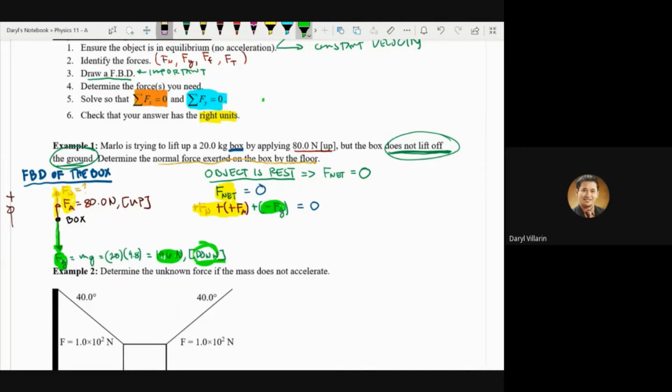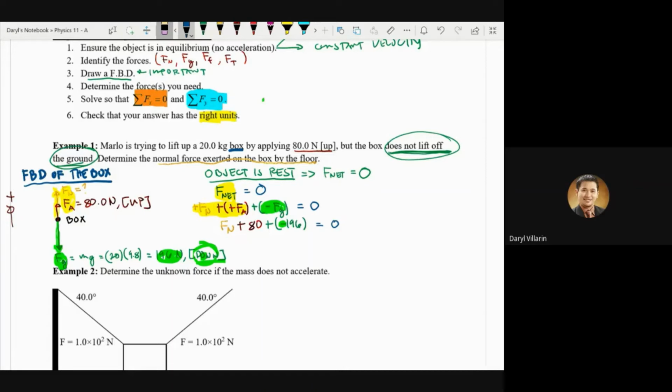Okay? So now we substitute our values. Well, Fn is a question mark, so that is just Fn. Then plus 80. Okay? Plus the negative of 196. Again, that's negative because it's downward. Okay? So it's equal, again, the sum of all of this will give you 0.